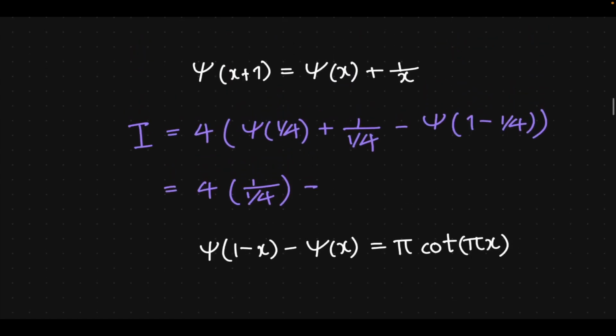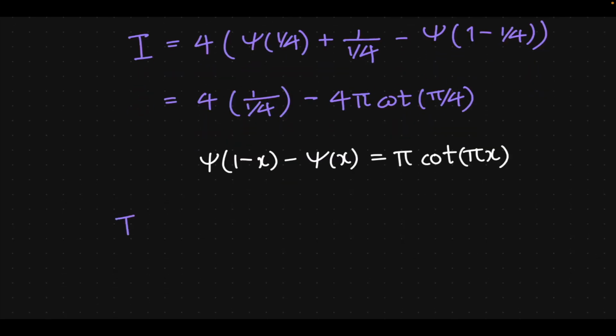When we do that, we get a minus sign from reversing, because we need the 1 minus 1 over 4 to be the first term, but we have to flip them around, so we get a minus, and we multiply it by 4. So 4 pi cotangent of pi x, where x is 1 over 4, so pi over 4. Finally, I is just 4 times 4 minus 4 pi, because cotangent of pi over 4 is 1, which is 4 times 4 minus pi, or 16 minus 4 pi. And that's the answer to this integral.